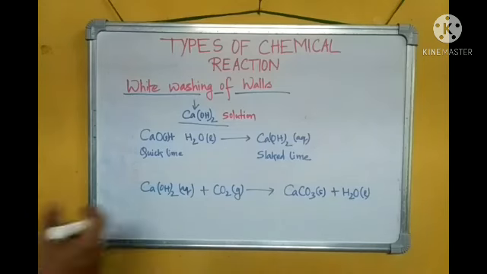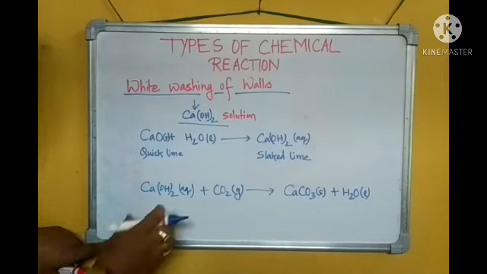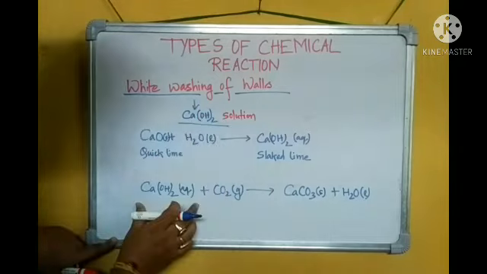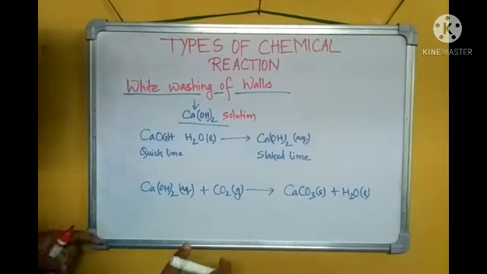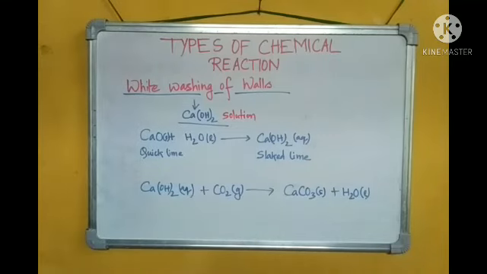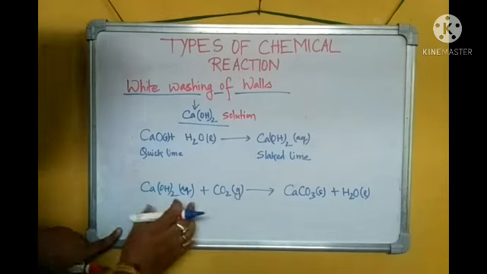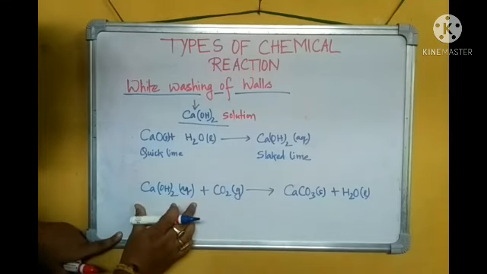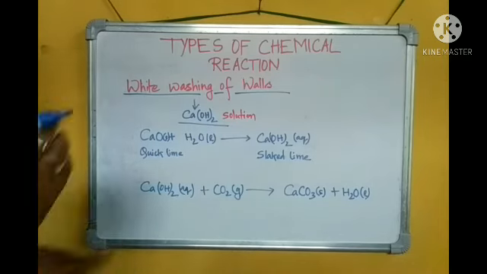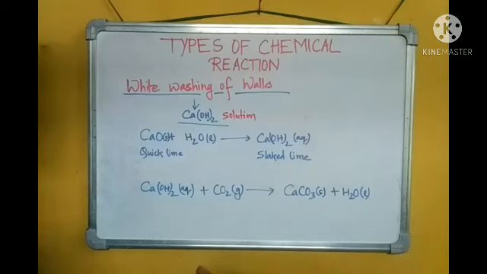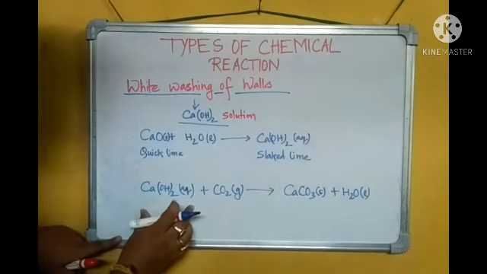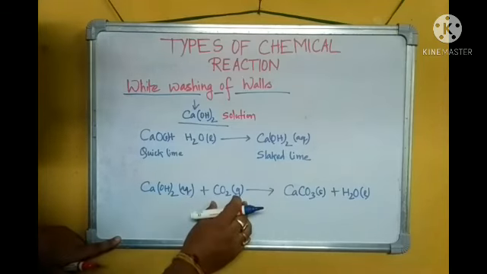So why does this white shiny surface form on the wall? Because when we are whitewashing, we are using calcium hydroxide solution. When we let it dry, what will happen? In the air we already have carbon dioxide gas, and this carbon dioxide gas will react with calcium hydroxide. Carbon dioxide gas will react with the calcium hydroxide that is present on the walls. Since we have whitewashed the walls with calcium hydroxide, this calcium hydroxide will be present on the walls, and carbon dioxide is present in air.